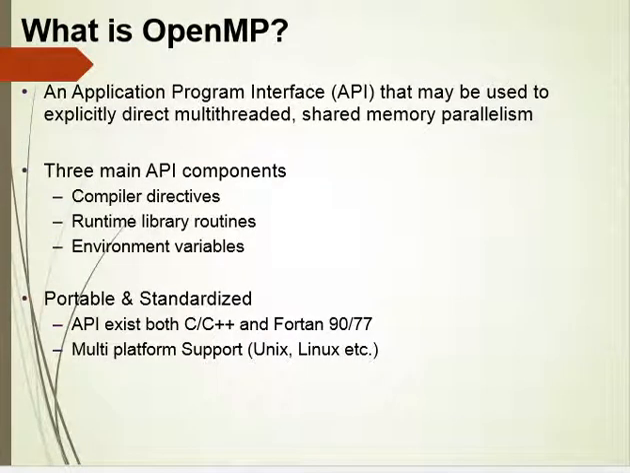Now, what is OpenMP? OpenMP is an application program interface that may be used to explicitly direct multi-threaded shared memory parallelism. There are three main components of OpenMP: compiler directives, runtime library routines, and environment variables. It is portable and standardized. The API exists in both C or C++ and Fortran 90 or 77. It is multi-platform and supports Unix, Linux, etc.